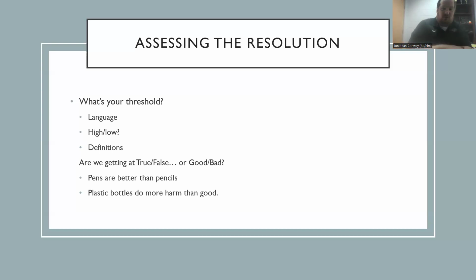Are we getting a true false? Pens are better than pencils? Or are we getting a good bad? Plastic bottles do more harm than good.